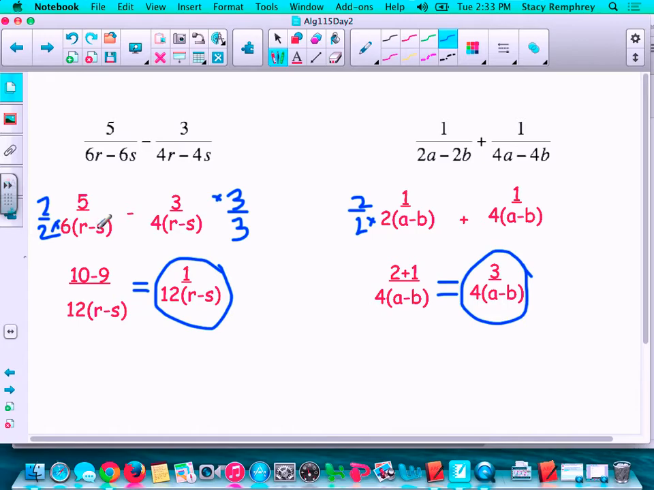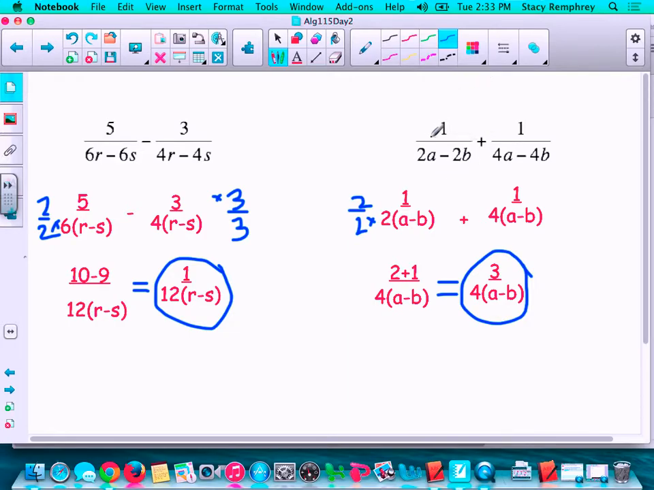And now this is a 12 times r minus s. 3 times 3 is the 9. 10 minus 9 is the 1. Again, 12 times the quantity r minus s is the denominator. You're not adding or subtracting the denominators. The denominator just comes along for the ride. It's the description of what we're combining. I'm doing hand motions. You guys can't even see. I'm like trying to describe.